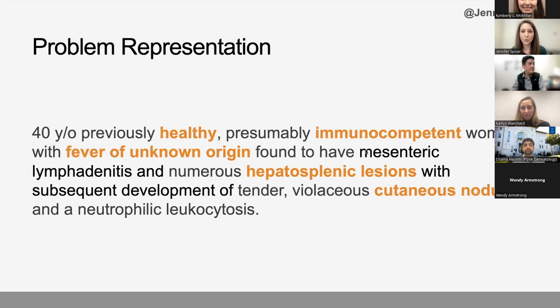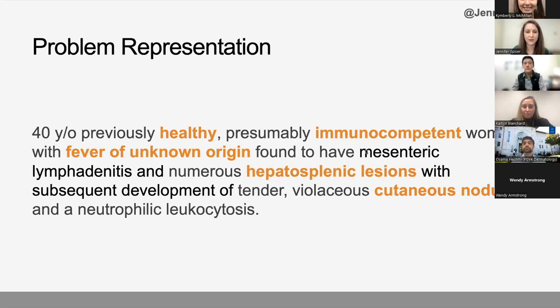When I initially received the information about the case, here were the key portions that I pulled out. I find one of the helpful things whenever you're approaching a patient and it's not clear what's going on is creating a really good problem representation, where you take into account pertinent findings that you think will help with specificity in the diagnosis. So some important things here, this is a relatively young female who was previously healthy and presumably immunocompetent. And those two factors will be incredibly important as we continue to think about the differential.